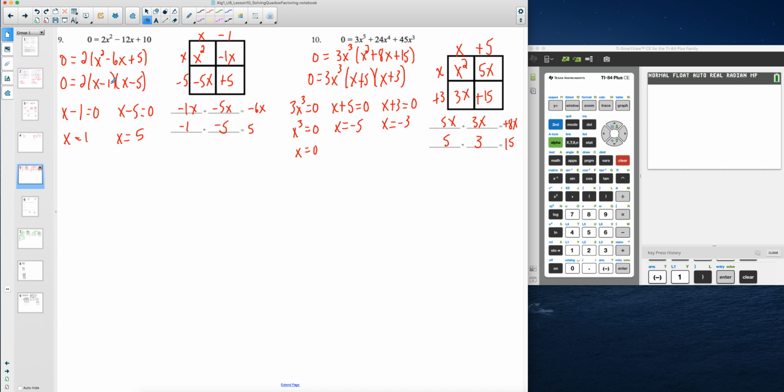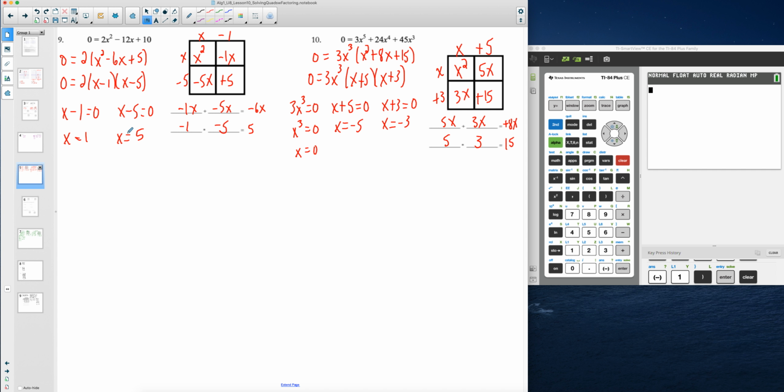So now when I go back and plug those in, I get 2 times x minus 1 times x minus 5. Now, notice this time our GCF is just a 2. We don't really have to worry about that because 2 can never be 0, so we don't have to solve that part. But then we have x minus 1 is 0 and x minus 5 is 0, which means x could be 1, x could be 5. So we get 2 solutions.